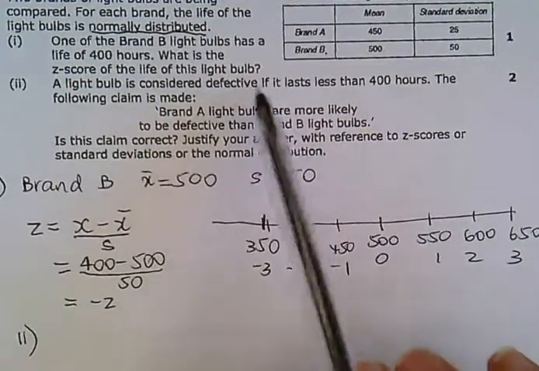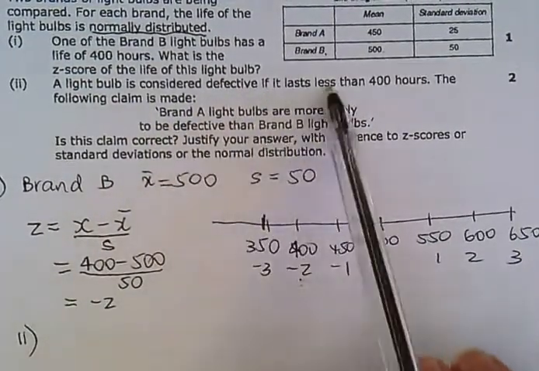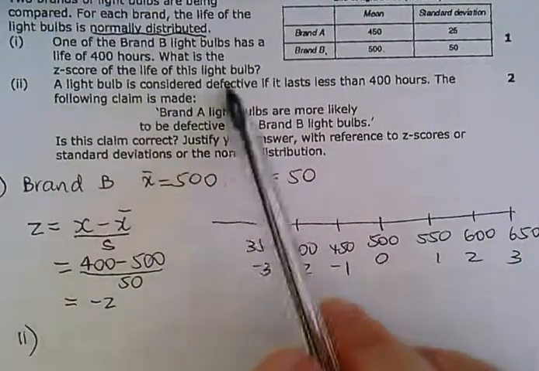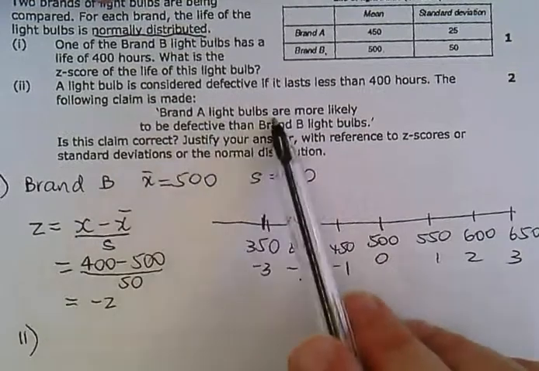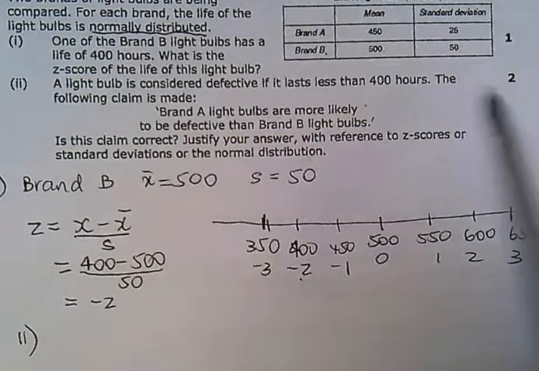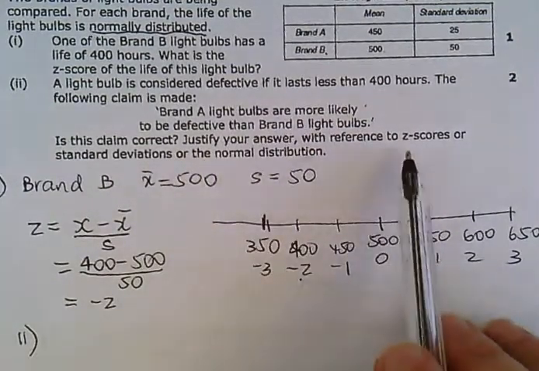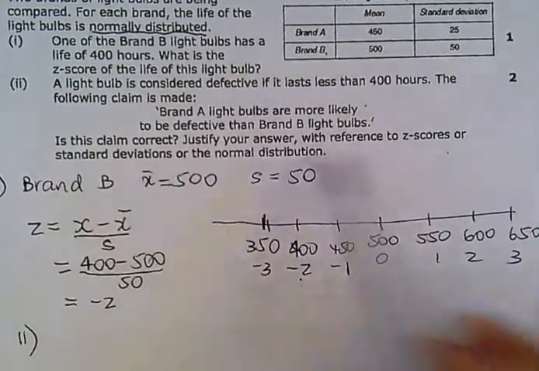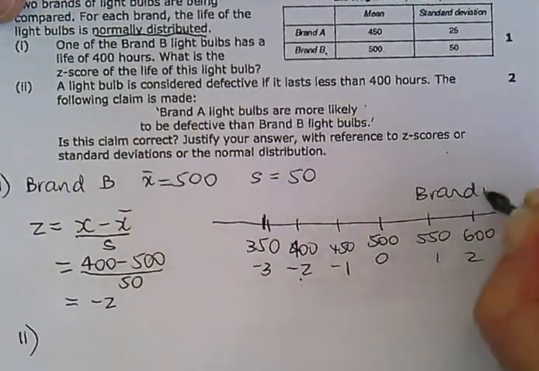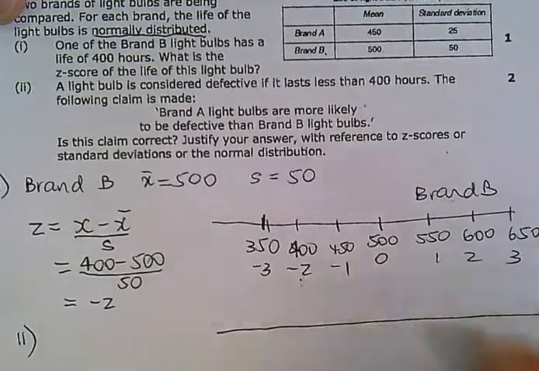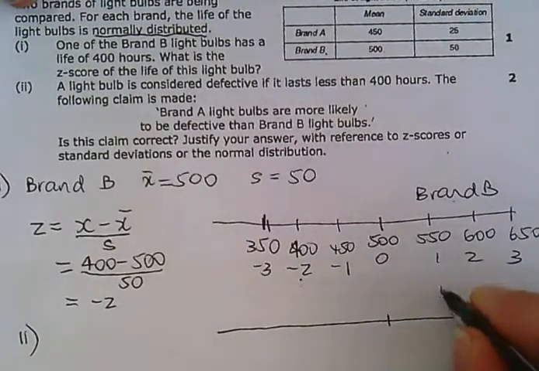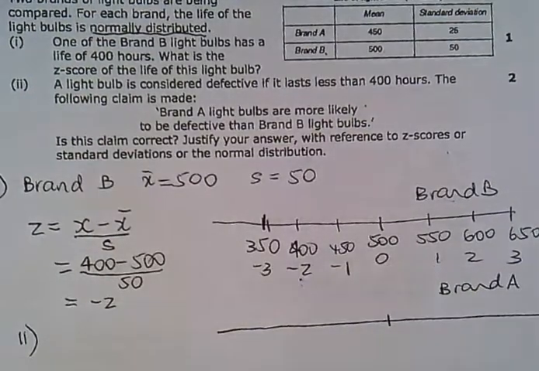A light bulb is considered defective if it lasts less than 400 hours. The following claim is made. Brand A light bulbs are more likely to be defective than brand B light bulbs. Is the claim correct? Justify your answer with reference to Z-scores or standard deviations or the normal distribution. So we know that this is brand B's distribution, like a scale sort of thing.